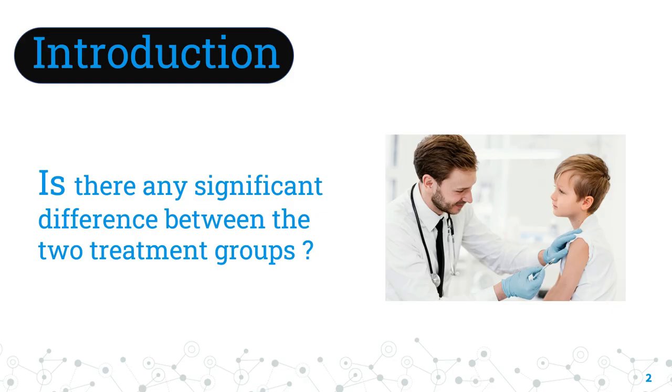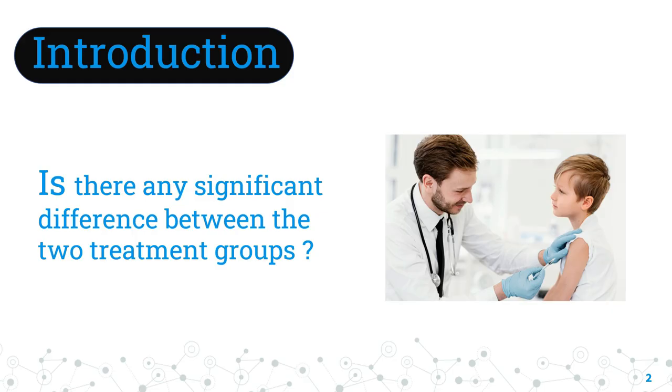The problem is the doctor had two treatments, say drug 1 and drug 2, and he wants to find out which treatment is better, which treatment outperforms the other. For that very reason, and that is our problem, for solving this problem in statistical analysis, we have this incredible tool, Mann-Whitney U Test. And the problem is: is there any significant difference between the two treatment groups?